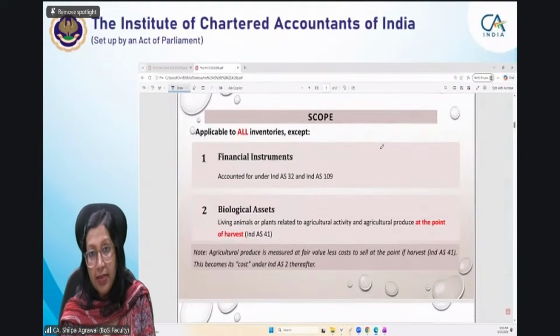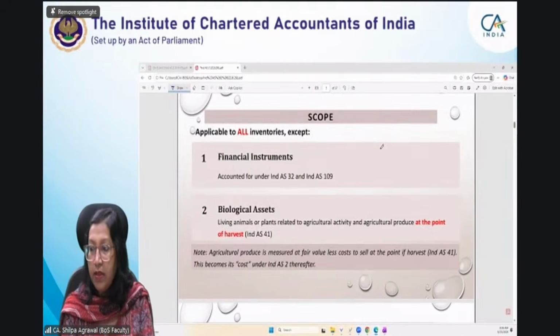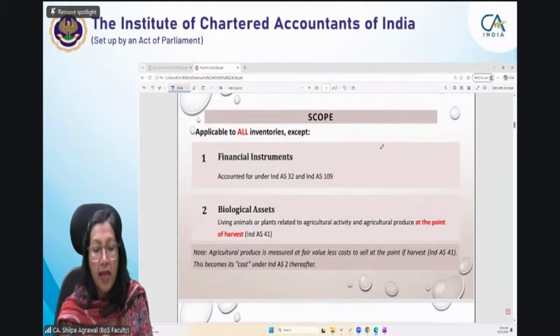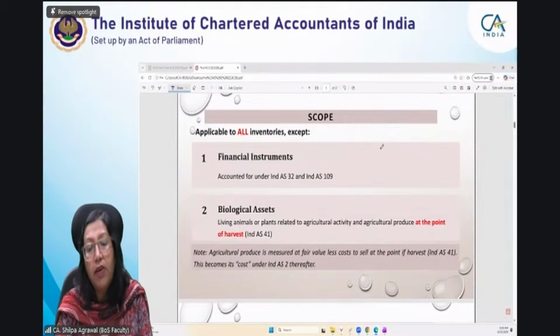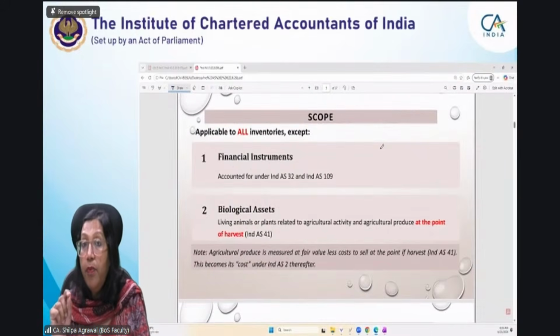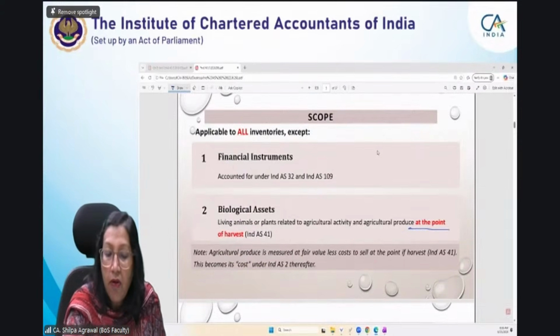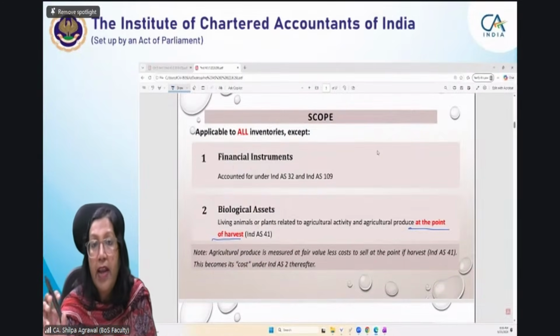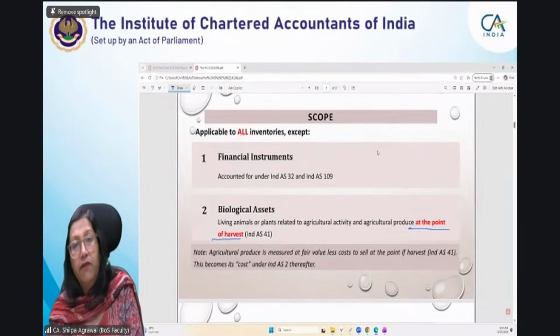What are biological assets? Biological assets are any living animals or plants which have life, that is why they are biological. We study this in biology in 11th, 12th, or since 9th class. So biological assets are any living animals or plants related to agricultural activity, or agriculture produce at the point of harvest. Why are we talking about the point of harvest? Because at the point of harvest we have a separate standard that will measure this agriculture produce. After harvest it becomes inventory, and for that inventory we have measurement.